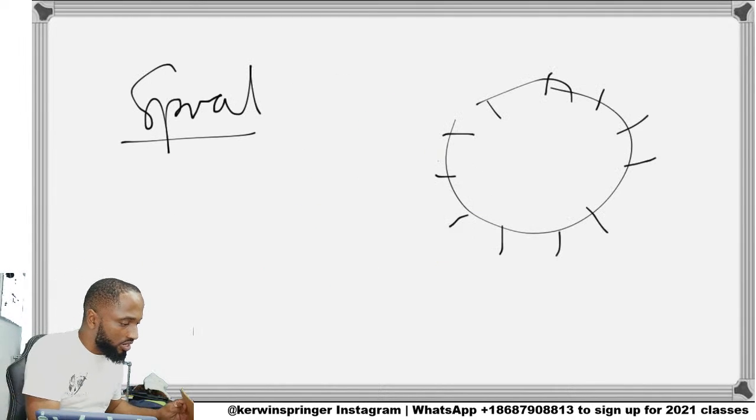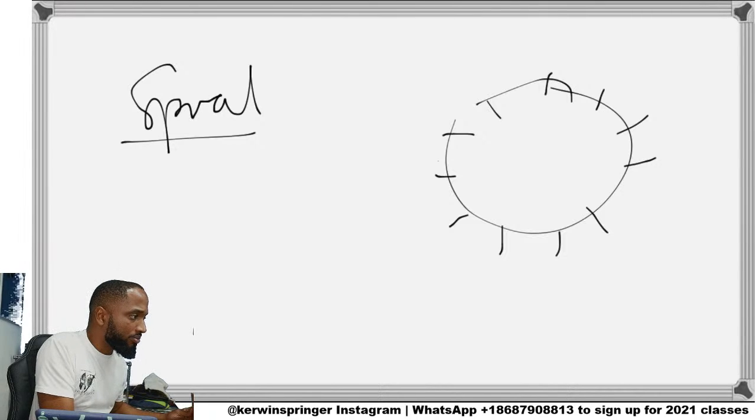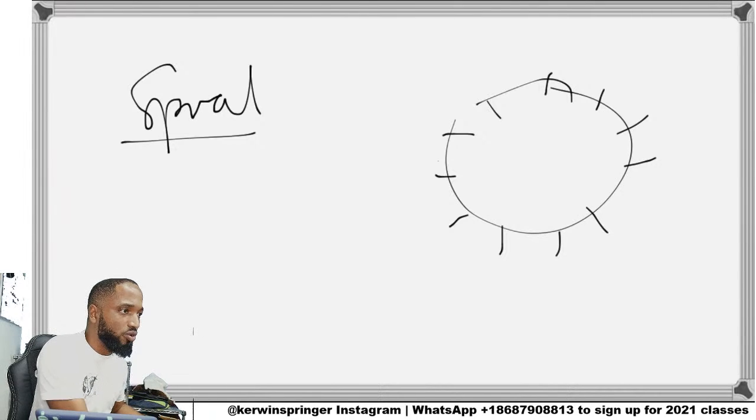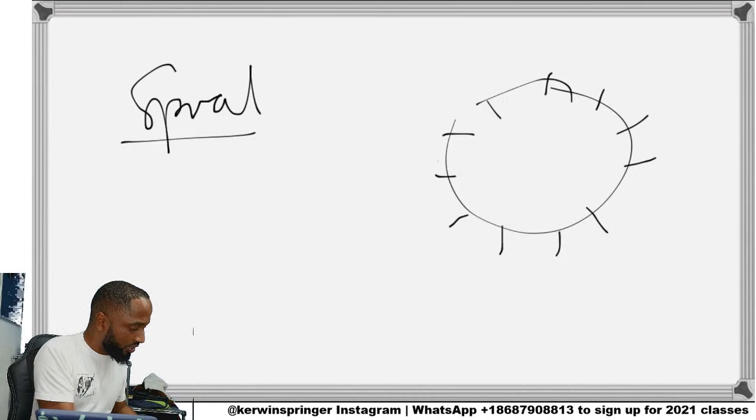Any other notes I have here? That's all I have for my notes there. Very nice.